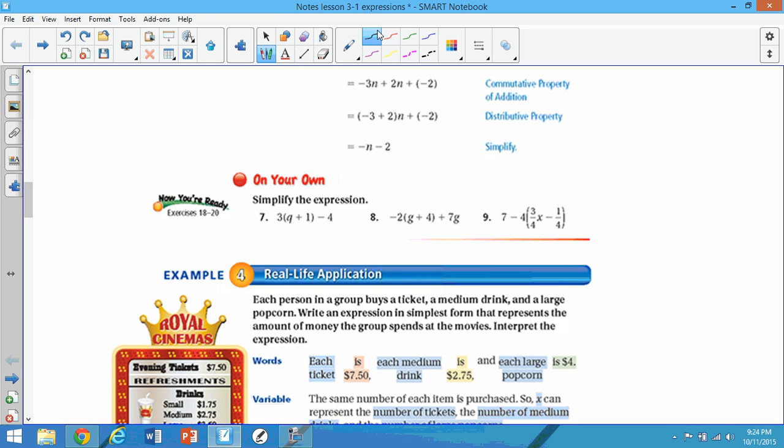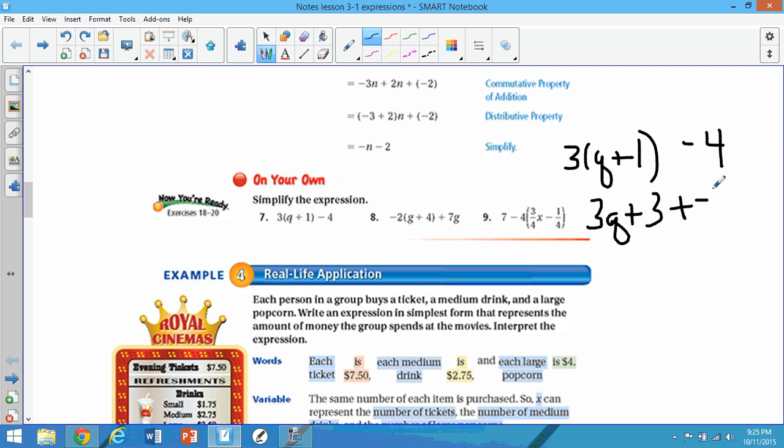So number 7 is 3 times q plus 1 minus 4. Okay, so I need to distribute this first. So 3 times q is 3q plus, and 3 times 1 is 3. And then I'm going to change that minus to a plus and make this a negative 4.